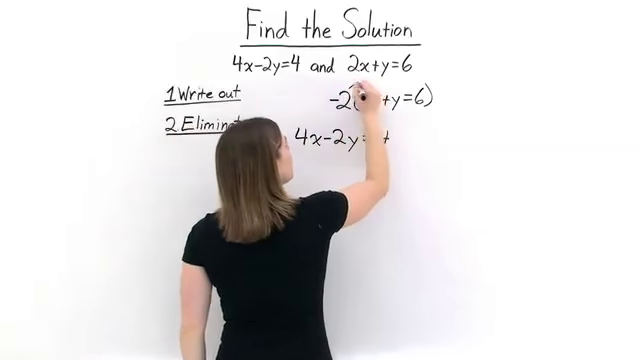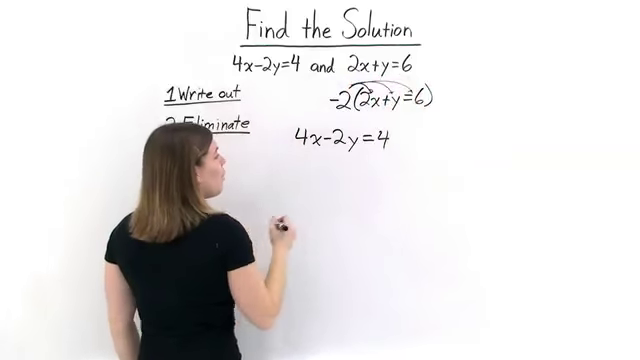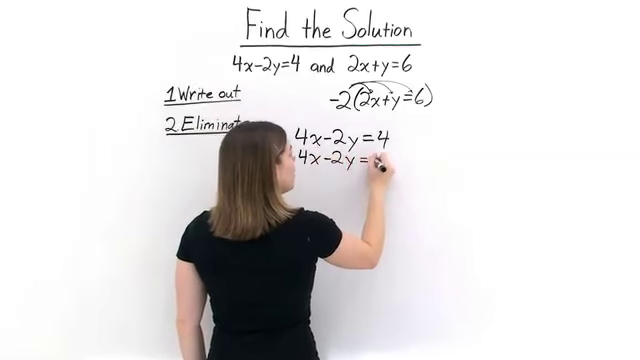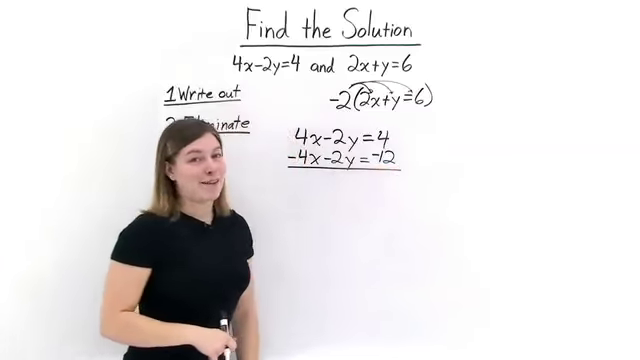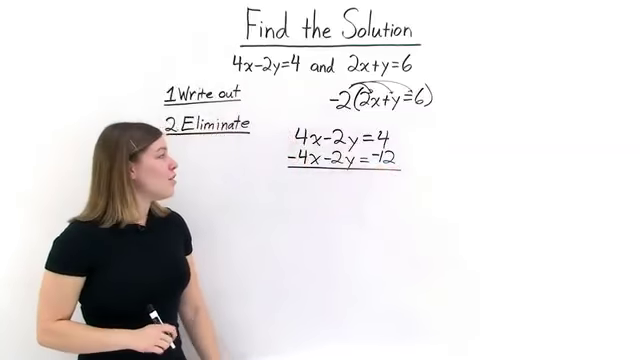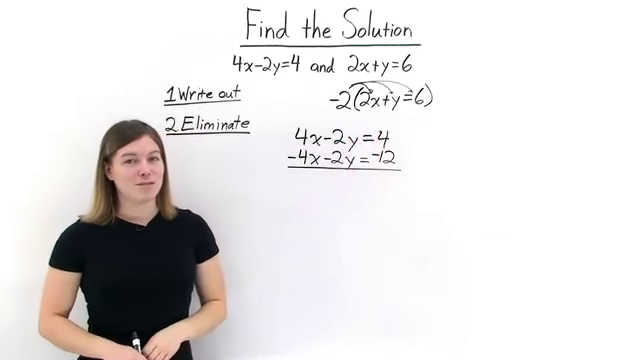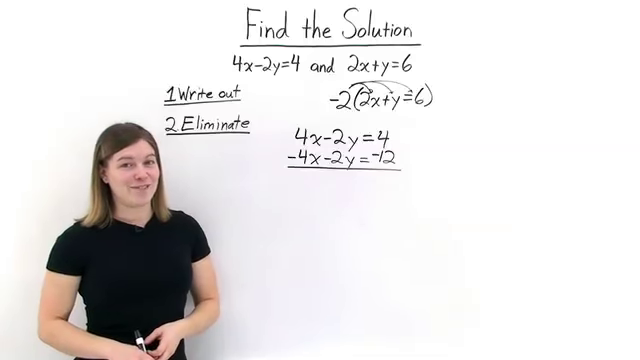So we need to distribute in this negative 2 to every term in our equation. When we do, we get negative 4x minus 2y equals negative 12. Now we can combine them together. Notice, though, that we lined up our variables, our equal sign, and our numbers. If you set up your equations like this, it will be a lot easier to combine them.